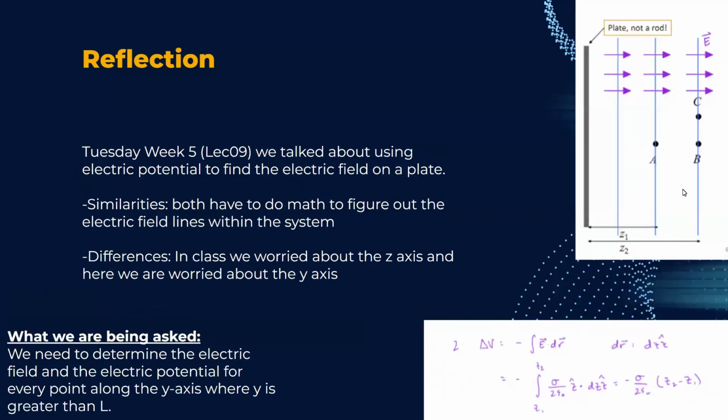Then in Thursday, week 5, lecture 9, we talked about using electric potential to find the electric field on a plate. They're similar because they both require doing the math to figure out the electric field lines within a system using the energy of that plate or the line. However, in class, we were worried about how far away it was in the Z. In our project, we're worried about the Y-axis. How far is this above the object that we're looking at?